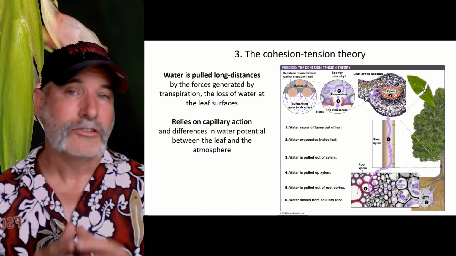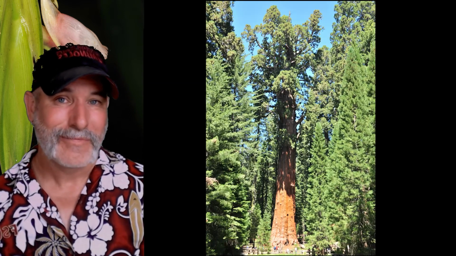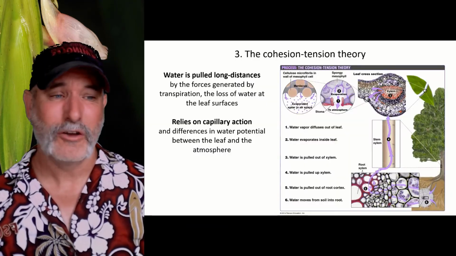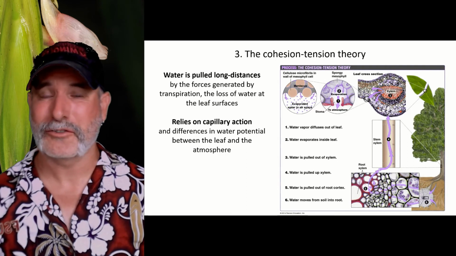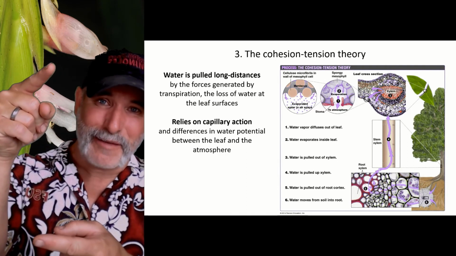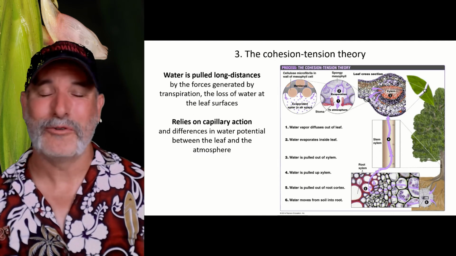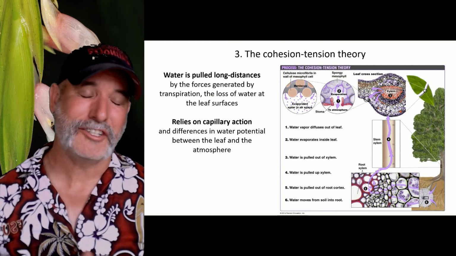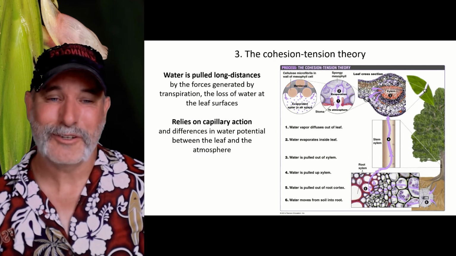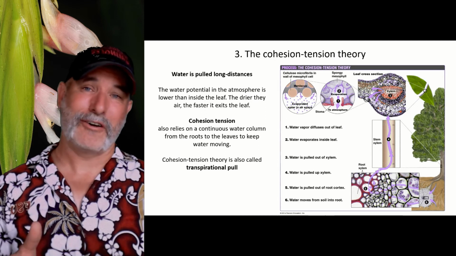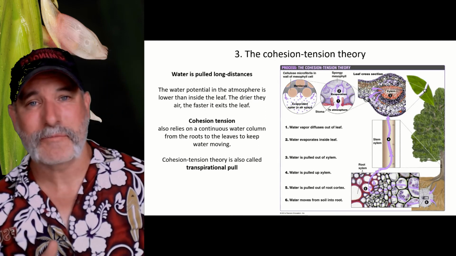And it works so well that you can have 300-foot sequoia trees in California. It's amazing. Those trees, or even a little tree that's only this big, a little baby, they rely on this cohesion-tension theory to pull water up, and they spend no energy doing it. How cool is that? So water gets pulled a long way, and we call this transpirational pull.